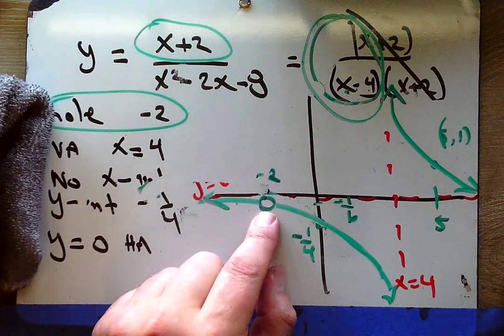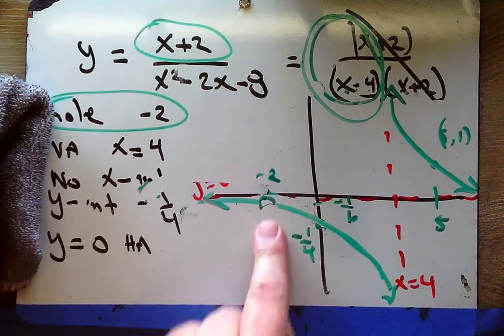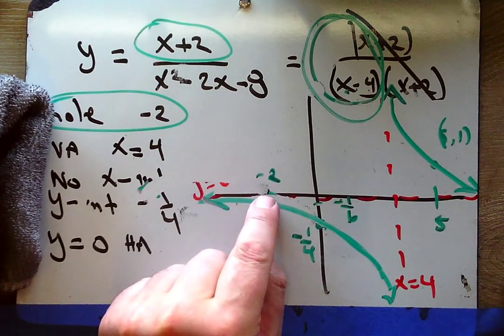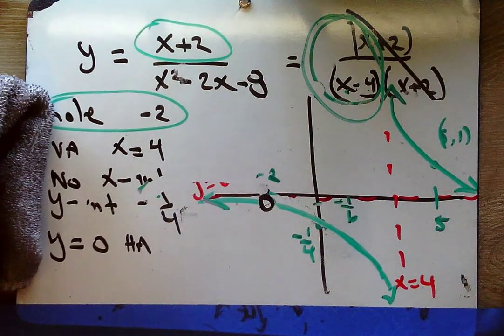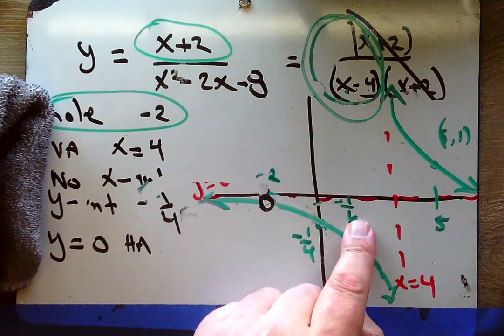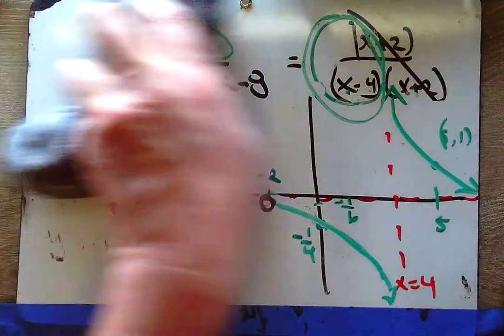I'm much more concerned with all the people who want to force this hole to be on the x-axis, because it ain't there, people. It's got a y value of -1/6. It does not have a y value of 0. So stop.